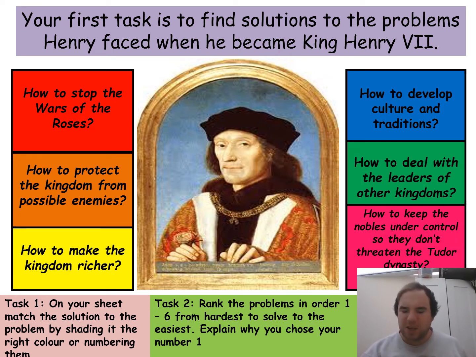This last one is especially important. If you remember back to when we looked at the feudal system or when we looked at the Magna Carta, the nobles, be it the barons, the earls, or anyone else who controls a large amount of wealth in the country or has a particularly important title, can cause the King of England a lot of problems, and they are generally people that you are going to want to get on your side. So your first task is, on your sheet, match the solution to the problem by shading it in the right colour or by numbering them.